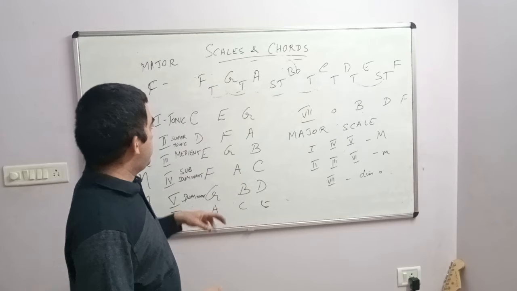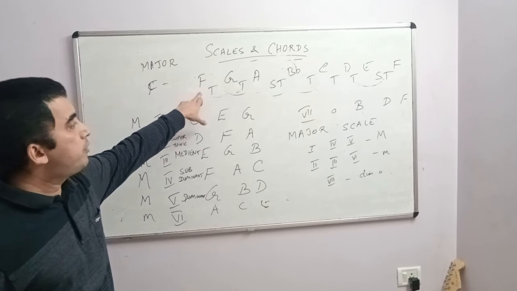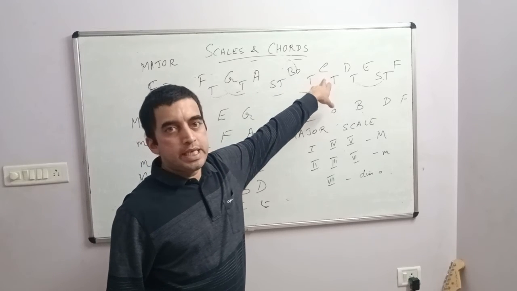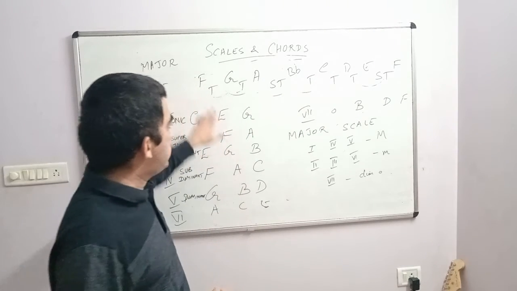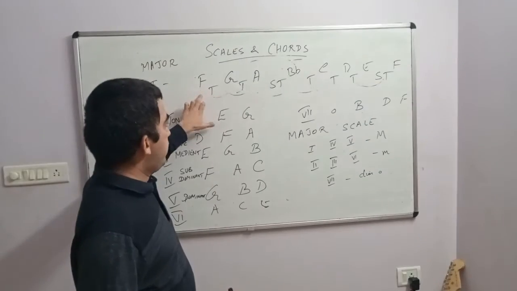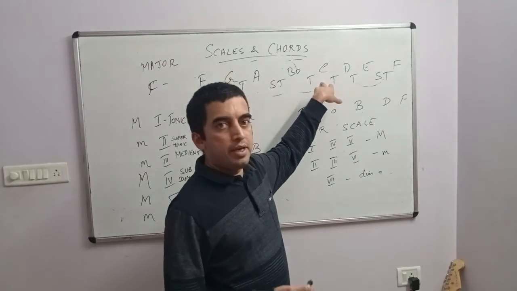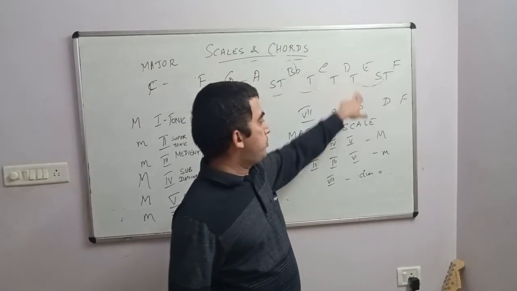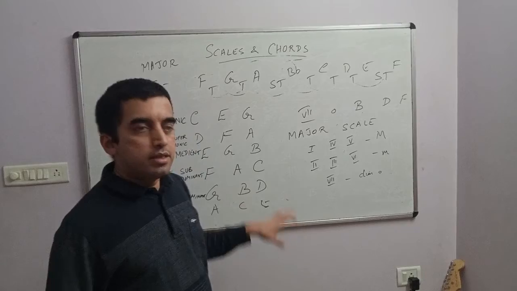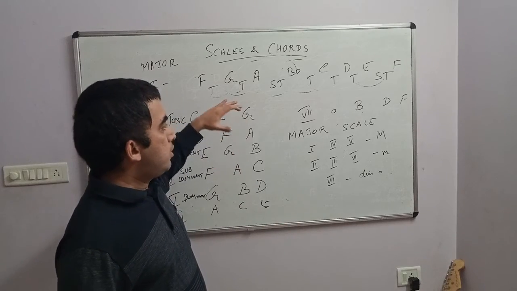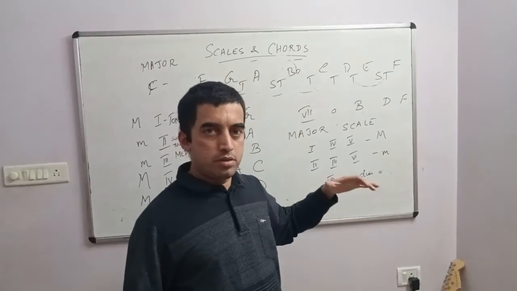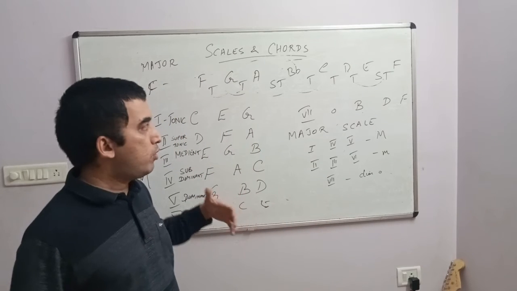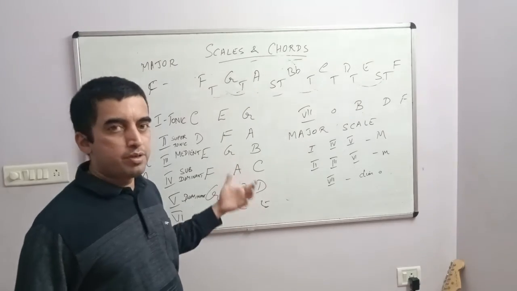So in this case, the first note will be F, right? Fourth will be B flat and fifth will be C. Okay? So in this case, F, B flat and C will be the major chords. The G, A and the D chords will be the minor chords. Okay? This is important for you to know because you have to make your chart about the notes and the chords of every scale, right? So you have an idea about how to play the chords for every particular scale.